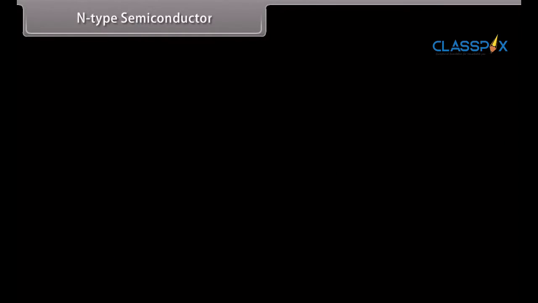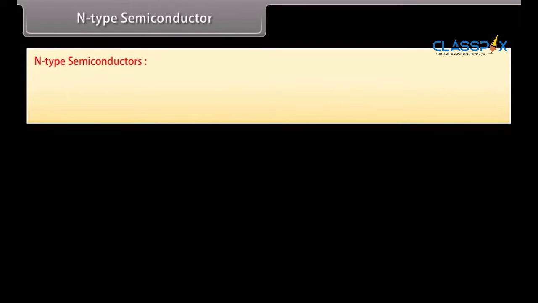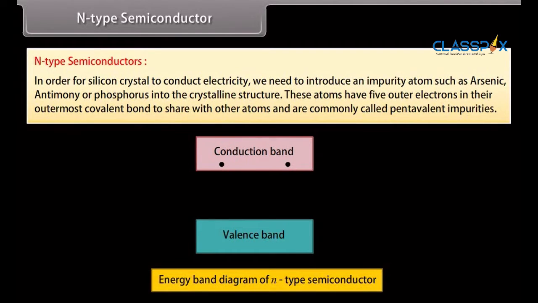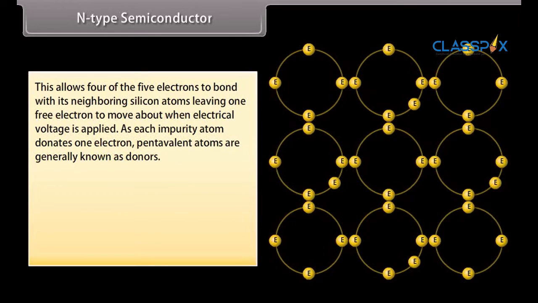N-type semiconductors. In order for a silicon crystal to conduct electricity, we need to introduce an impurity atom such as arsenic, antimony, or phosphorus into the crystalline structure. These atoms have 5 electrons in their outermost shell to share with other atoms and are commonly called pentavalent impurities. This allows 4 of the 5 electrons to bond with neighboring silicon atoms, leaving 1 free electron to move about when electrical voltage is applied.